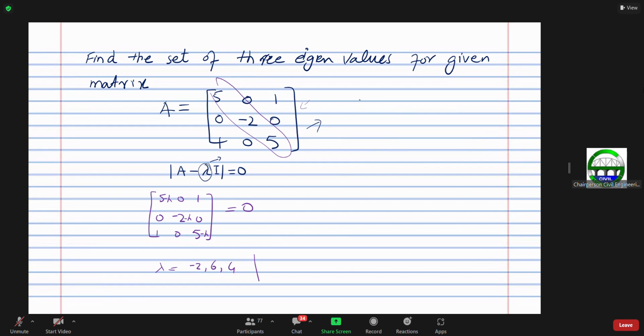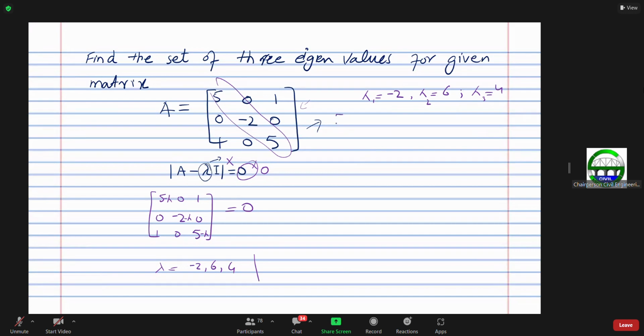Now we have the values lambda 1 equals -2, lambda 2 equals 6, and lambda 3 equals 4. We're going to solve it one by one. To make the equation, we multiply it with the x matrix. If we multiply both sides, the right side is going to be 0. So we will just write it in this way.